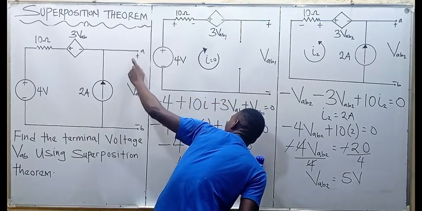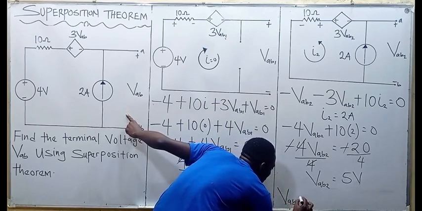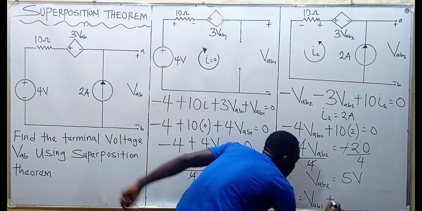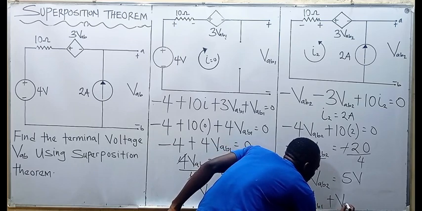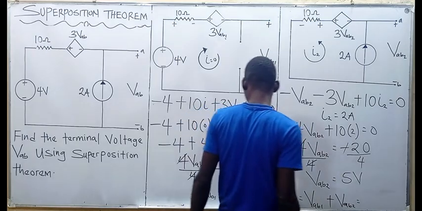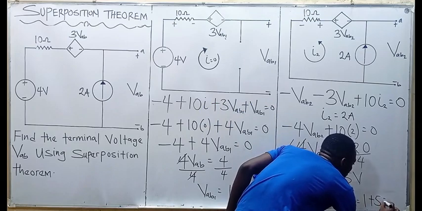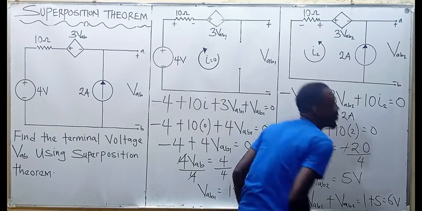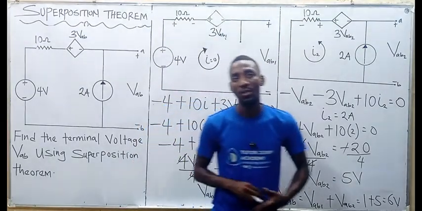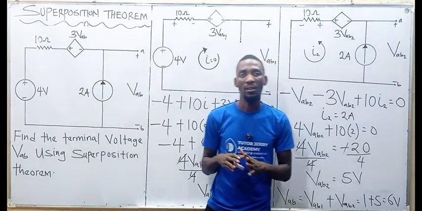So by superposition theorem, the voltage across terminal AB, which is VAB, will be equals to VAB1 plus VAB2, which will be equals to VAB1 is 1 volt plus 5, which will be equals to 6 volts. So here is the solution to the above question, and I hope the question is well simplified and well understood.